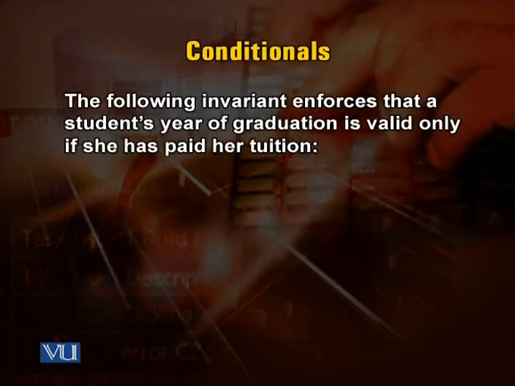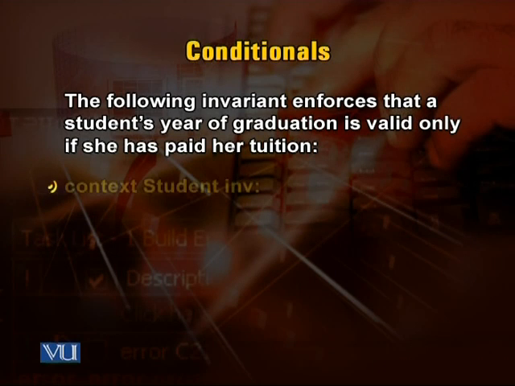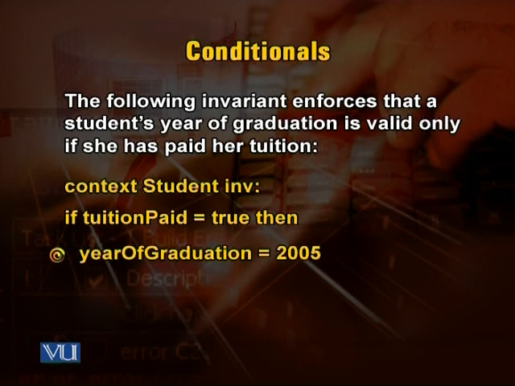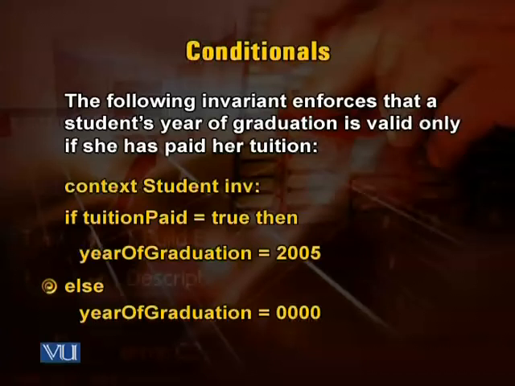And here is this example where this invariant enforces that the student's year of graduation is valid only if he or she had paid her tuition. So we say context student invariant. If tuition paid is equal to true, then year of graduation is equal to, let's say, 2005. Else year of graduation is 00, which is not really specified. So here we are specifying a rule that year of graduation is a valid year of graduation. 000 is not a valid year of graduation only if the student has paid the dues.